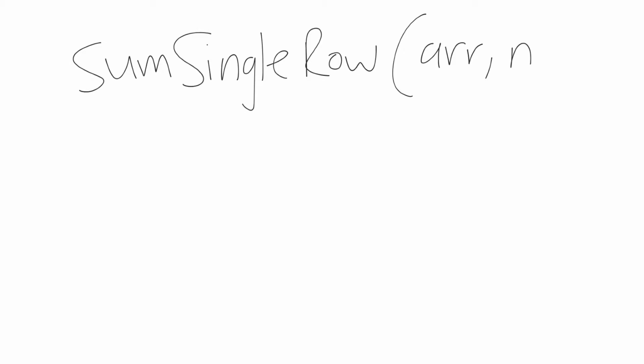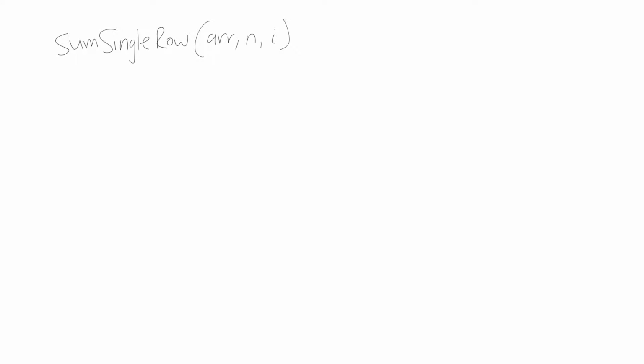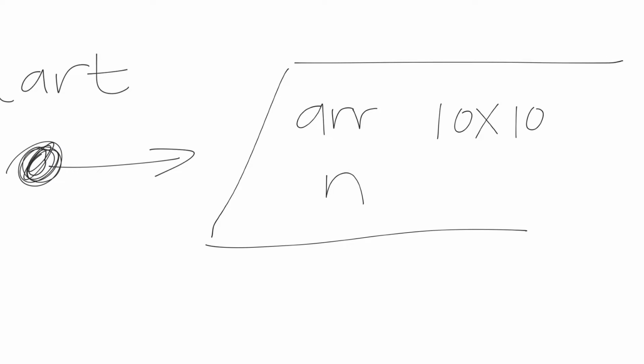So let's call it sum single row. And what we would send it is the array n and also the row I. Okay, so that's the original function that sums just one row in the whole flow diagram. Let's now create the flow diagram that checks every single row and makes sure that they all are the same. So again, we're going to have our start block. Cool. And now the input that we're going to need for this function is the array, which is a 10 by 10, and the value of n, which is how large the magic square is.